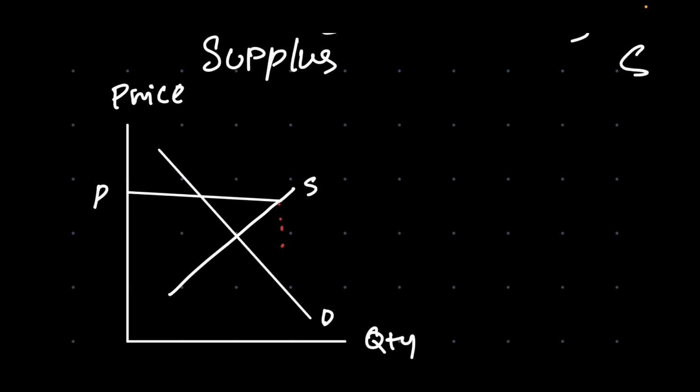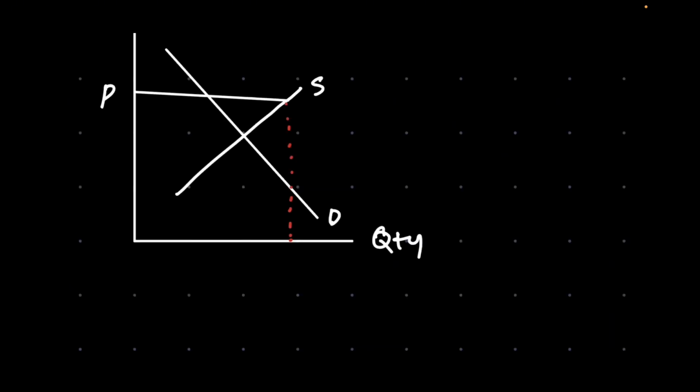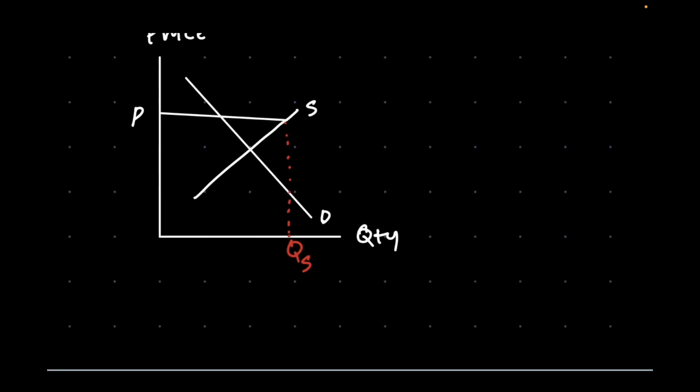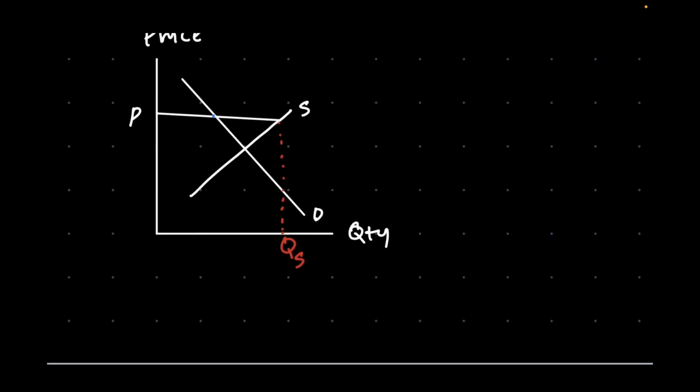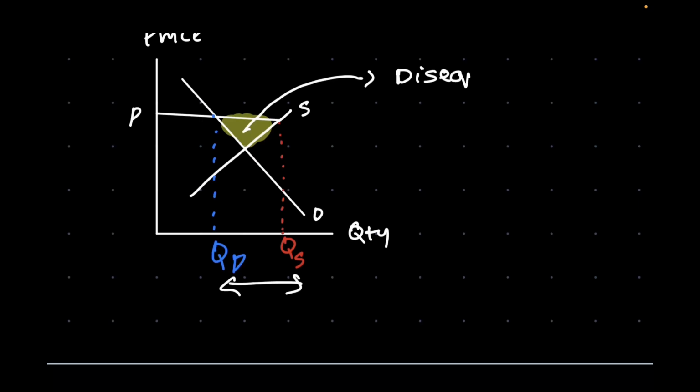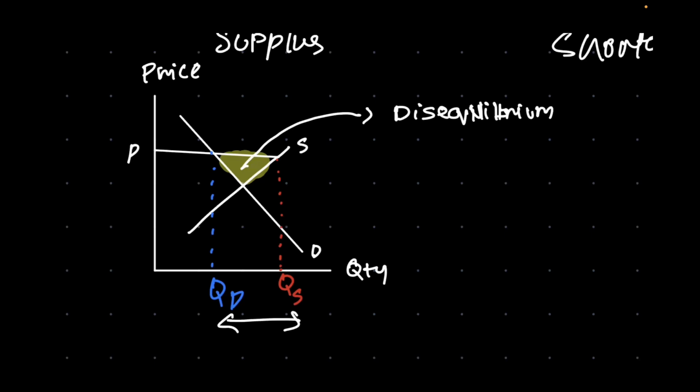So you have supply at this level. This is your quantity supplied, QS. And at this level is where you have quantity demanded. So if you notice here, there's a huge gap. This whole triangle reflects the gap between demand and supply. So it shows the disequilibrium. So the whole role of the price mechanism or the interaction between demand and supply functions like this.